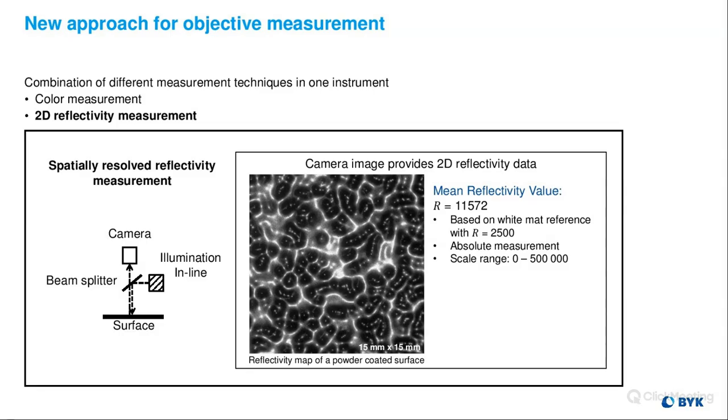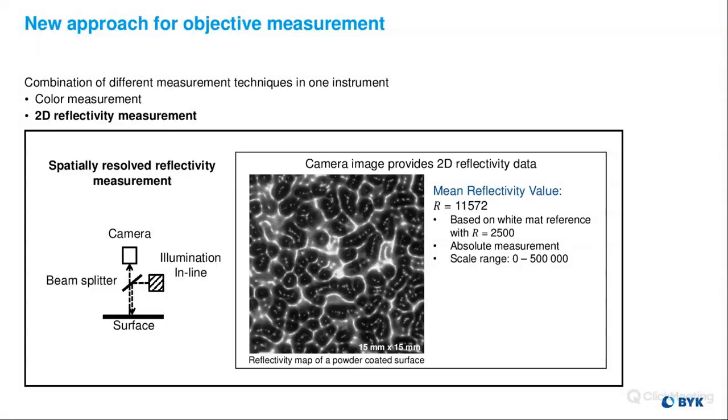So what we see here is a nice image. This is a reflectivity map of a powder-coated surface. In this map, the black pixels represent low reflecting areas, whereas the white areas represent high reflecting areas. The brighter it gets in this map, the more reflectivity is on the surface. The value for each pixel can range anywhere from 0 to 500,000, so it's quite a big range. And the camera is referenced on a black trap with a value of 0 and a matte white reflectance tile with an R value of 2,500.